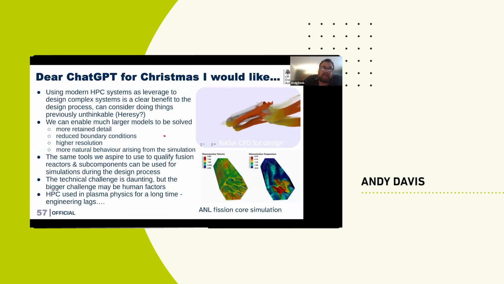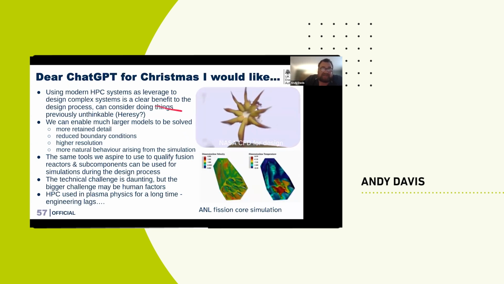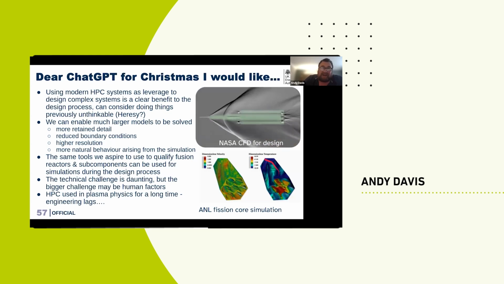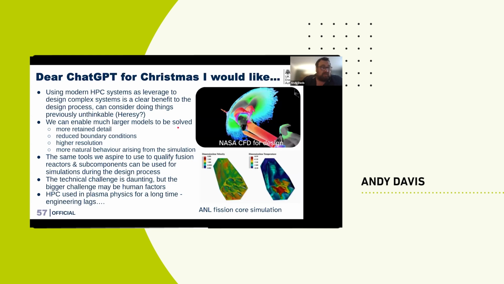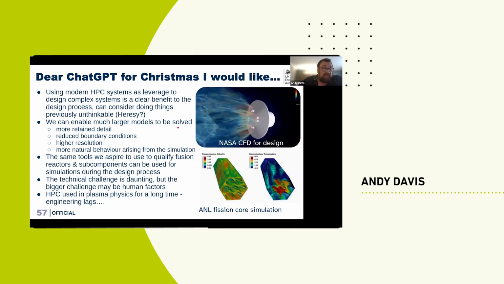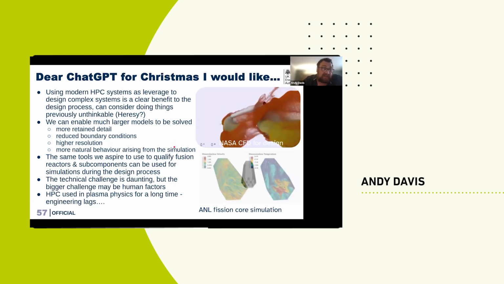This is not a journey that's unique to us, actually. Using modern HPC systems to do complex engineering design is done on a regular basis. NASA do it to help them design their rockets. Argonne use it to design fission reactors. What we're saying here isn't heretical. What's different is the scale. We have a much stronger coupled system than most places do. We have a much higher level of fidelity than most other applications do.